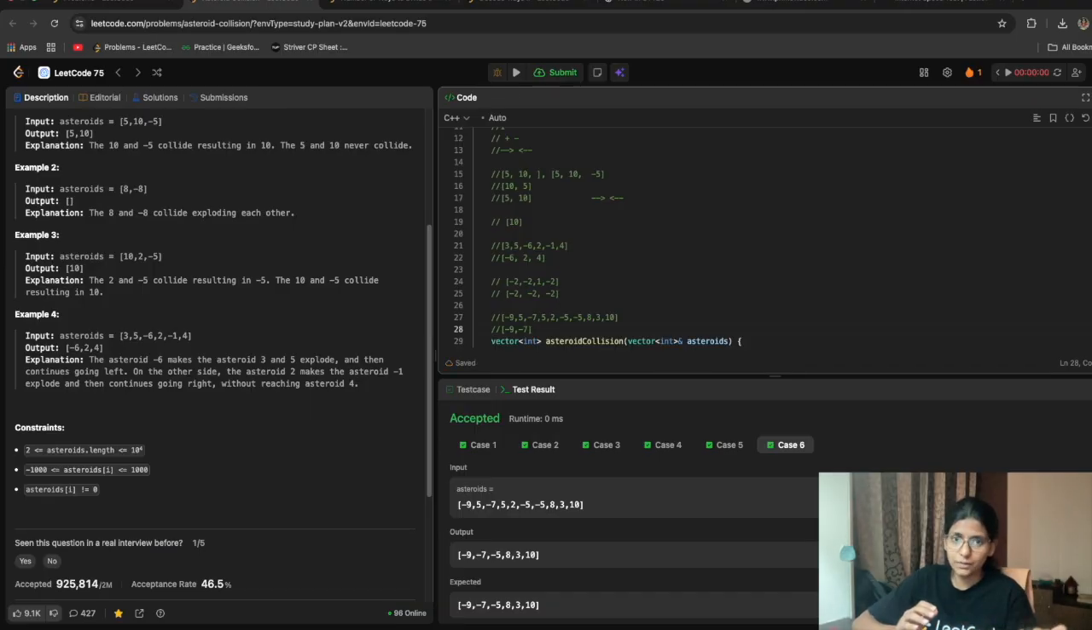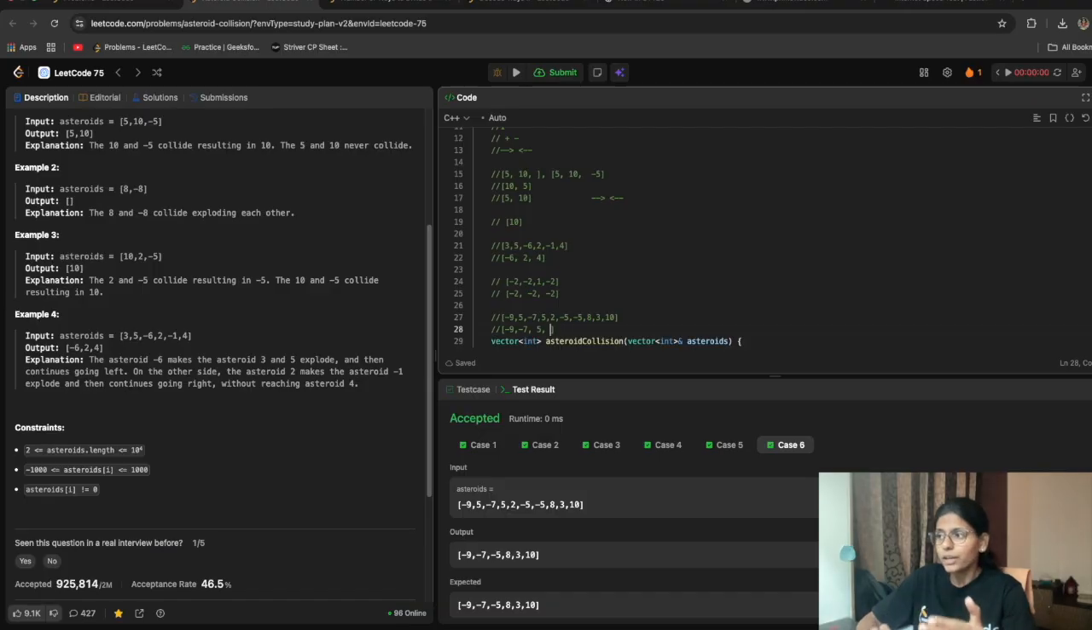After that we have minus 9. Minus 9 going in left direction, and both are going in same direction, so both never gonna collide. Then we have 5. Minus 7 going in left direction, 5 will go in right direction, so we'll take it as it is. Then we have 2. 2 also going in right direction, we'll take it as it is. Then we have minus 5. Minus 5 going in left, 2 going in right, both will collide, 2 will get exploded.